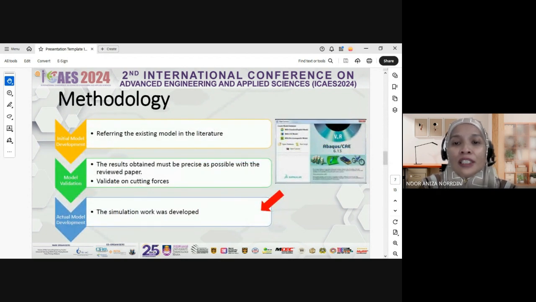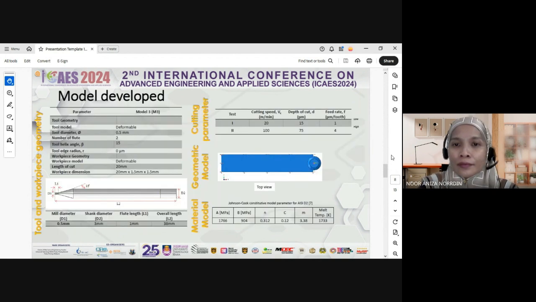After the initial model was validated, the actual simulation was performed. The simulation work was developed according to the simulation work configuration shown in this slide. The workpiece material used in this model was hardened AISI D2 cold work tool steel, and the Johnson-Cook constitutive equation was employed in the model.